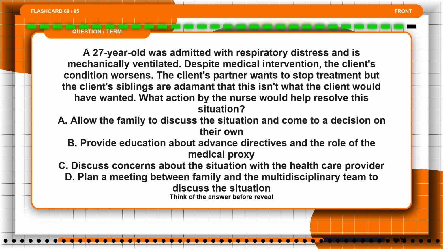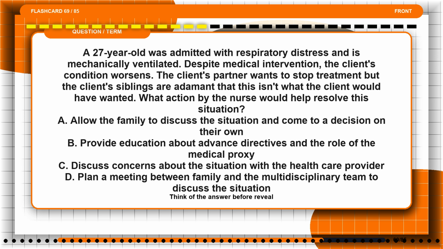Flashcard 69. A 27-year-old was admitted with respiratory distress and is mechanically ventilated. Despite medical intervention, the client's condition worsens. The client's partner wants to stop treatment, but the client's siblings are adamant that this isn't what the client would have wanted. What action by the nurse would help resolve this situation?